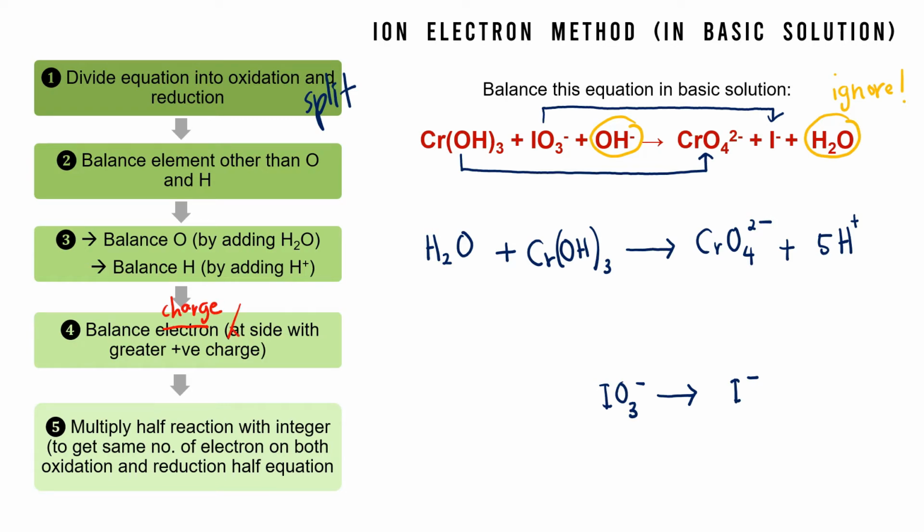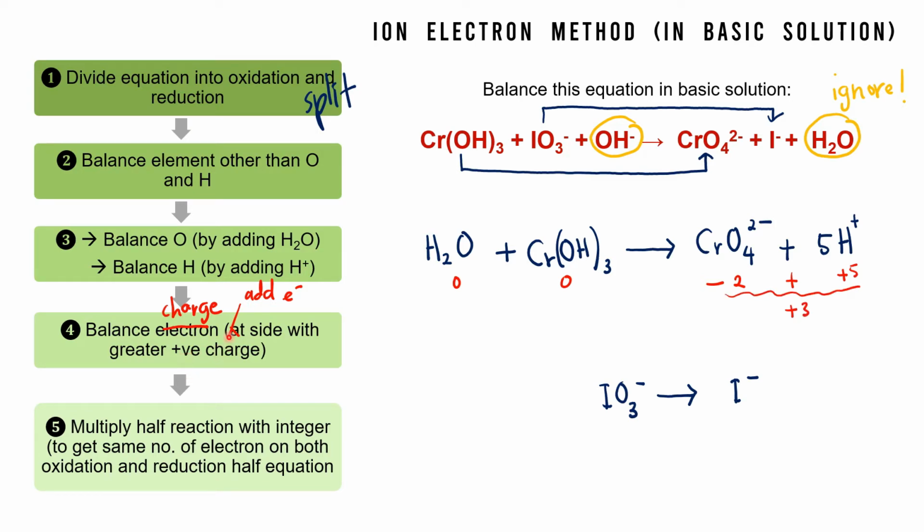Balance the charge. Buat macam mana? We have to add electron at the side with greater positive charge. First of all, we have to kira dahulu charge kiri dan kanan. So, di sini kita ada charge 0. Yang ini pun adalah 0. So, we have 0 charge here and 0 charge di sini. Sebelah kanan we have negative 2 and sebelah kiri kita ada plus 5. So, total here akan jadi plus 3.